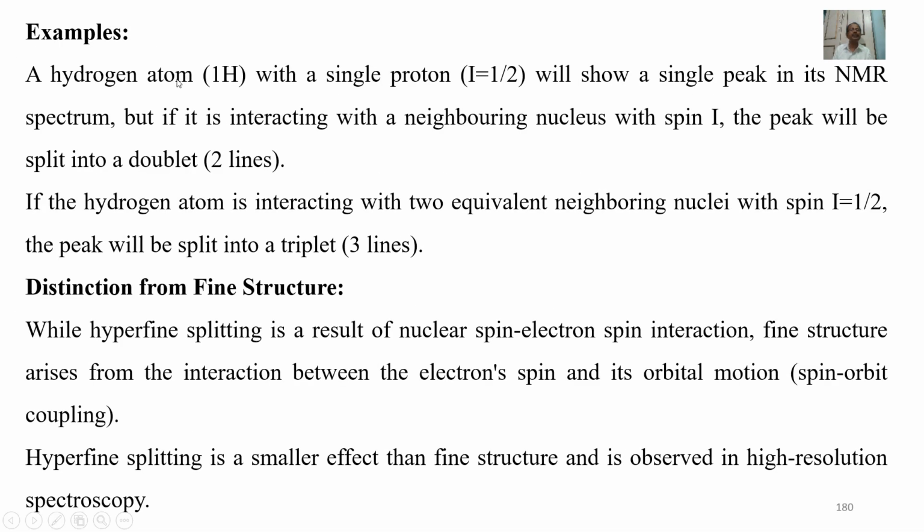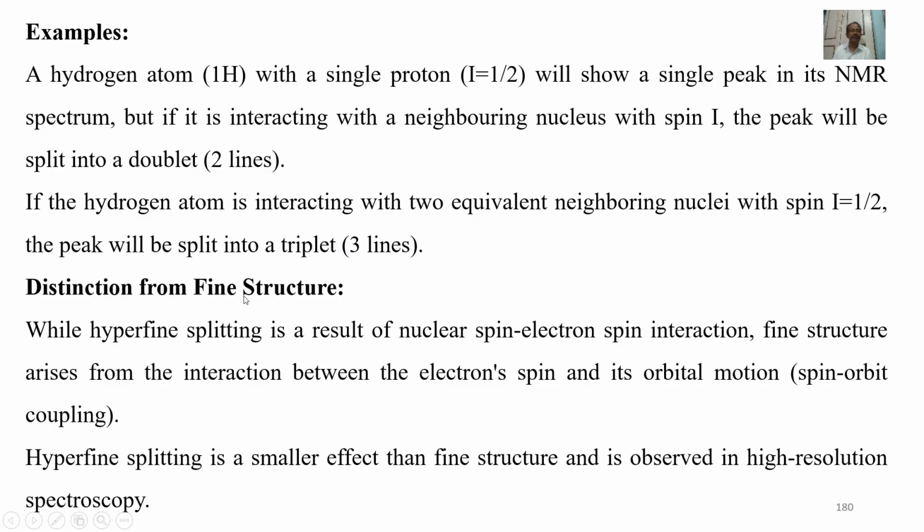Examples: a hydrogen atom with a single proton, the spin of the nucleus I equals 1/2, will show a single peak in its NMR spectrum. But if it is interacting with a neighboring nucleus with spin I, the peak will be split into a doublet, so it will appear as two lines. If the hydrogen atom is interacting with two equivalent neighboring nuclei with spin I equals 1/2, then the peak will be split into a triplet, 3 lines.